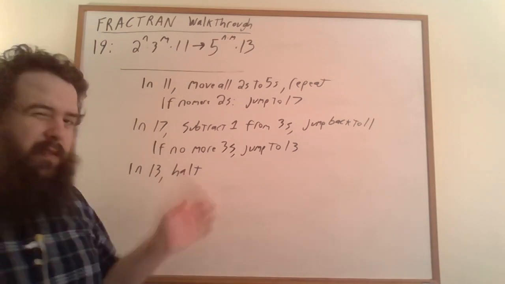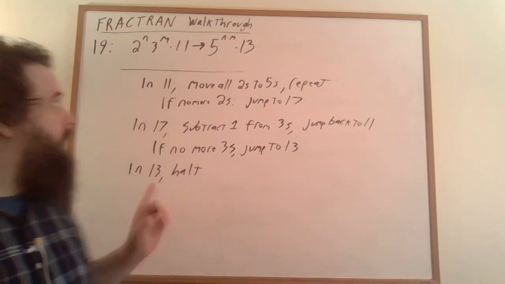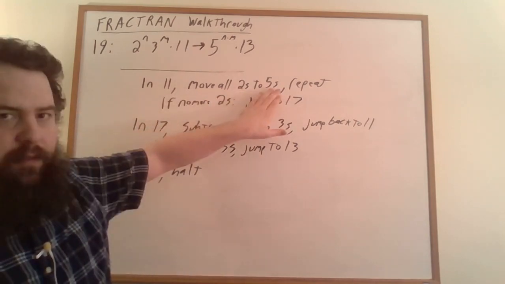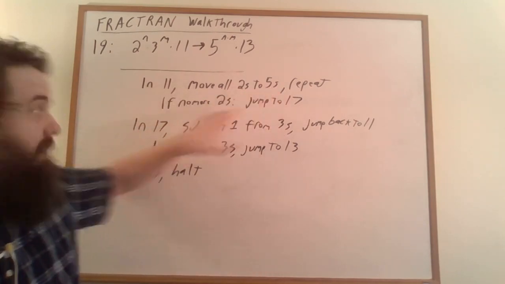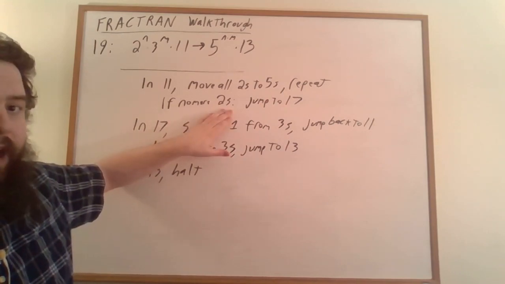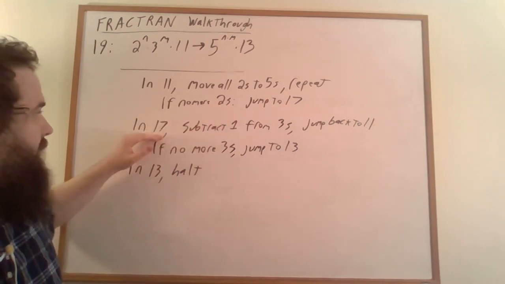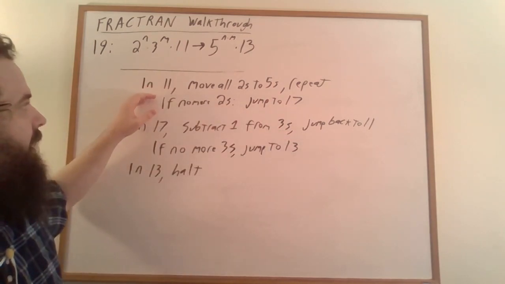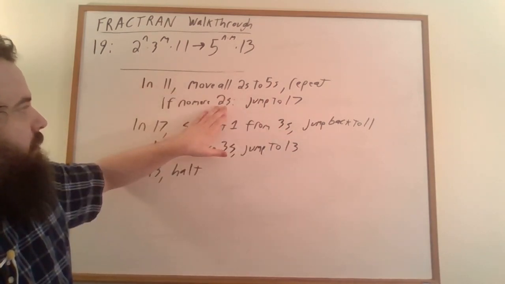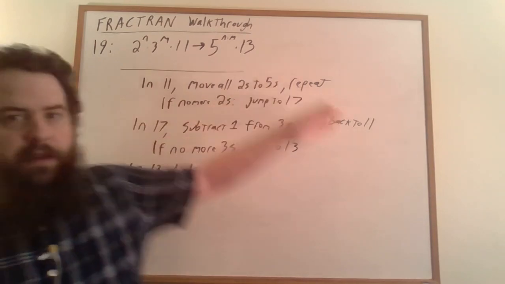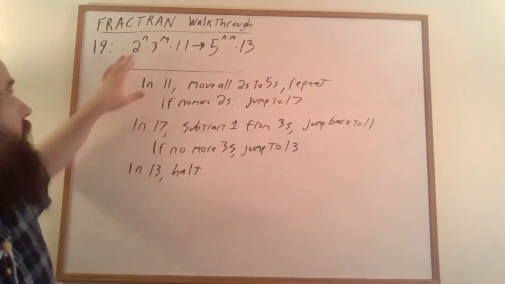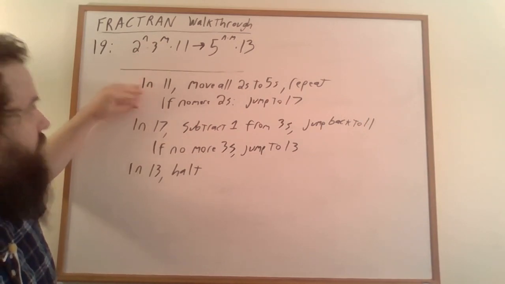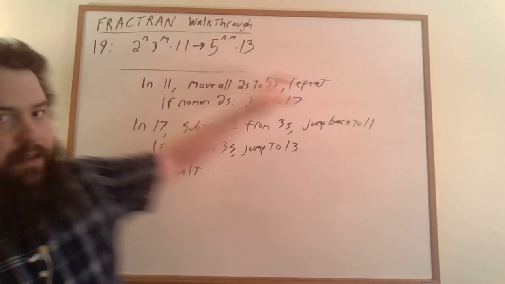The problem is this program doesn't quite work because in state 11 we're moving all of the 2's into the 5's place, and so there's nothing left in the 2's place once we're done with that. And so we go to state 17, we subtract 1 from the 3's, we go back to state 11, and there's nothing in the 2's register to move into the 5's place. We need to somehow restore the original value in the 2's register before we do this process again.